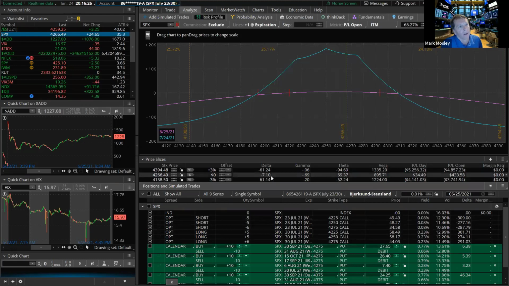Again, notice our delta and theta. Delta is -7, so we're ever so slightly bearish. Neutral would be about 42.55, and we're just above that. But if the market keeps moving up, we will keep adding calendars up here.